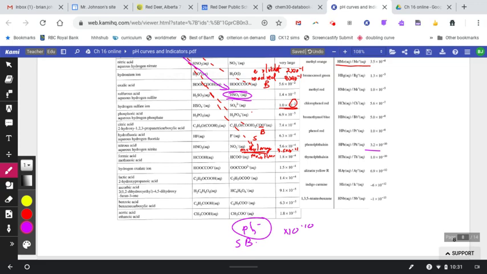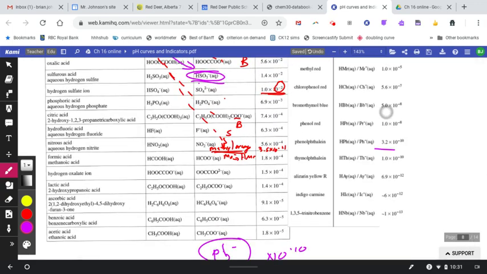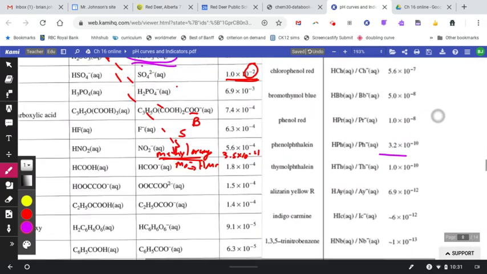Bromothymol blue is 5 to the -4. So it would sit right here. Let's clear this one out.